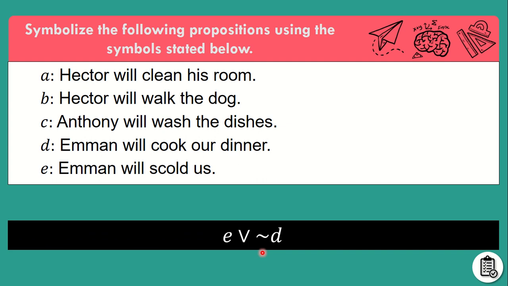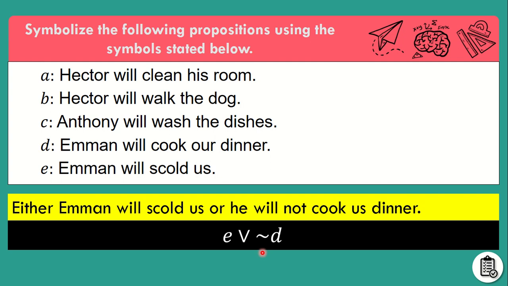E V negation D. That symbol means either Emma will scold us or she will not cook us dinner. So Emma will scold us, that is E. And then we have the symbol V, so we use the word or. And then negation D. Emma will cook our dinner is D, so if we negate that, Emma will not cook us dinner.